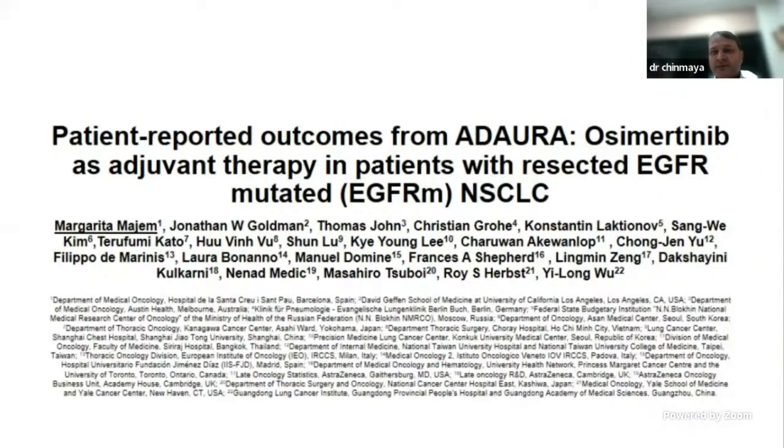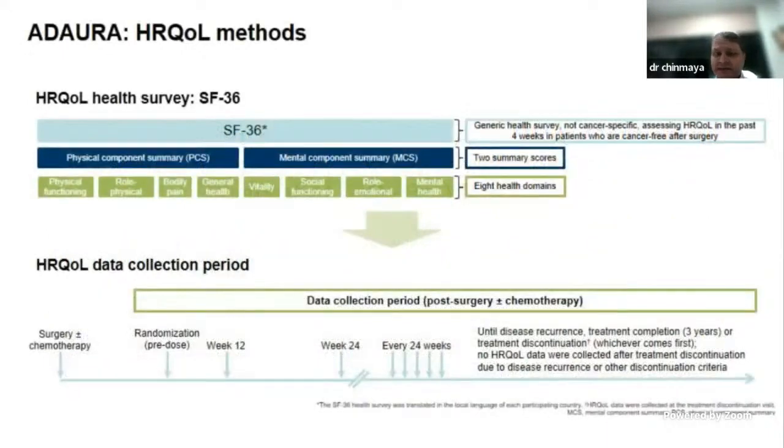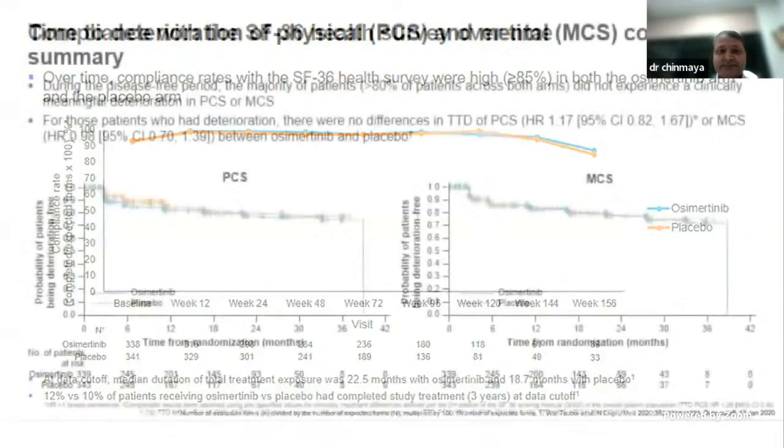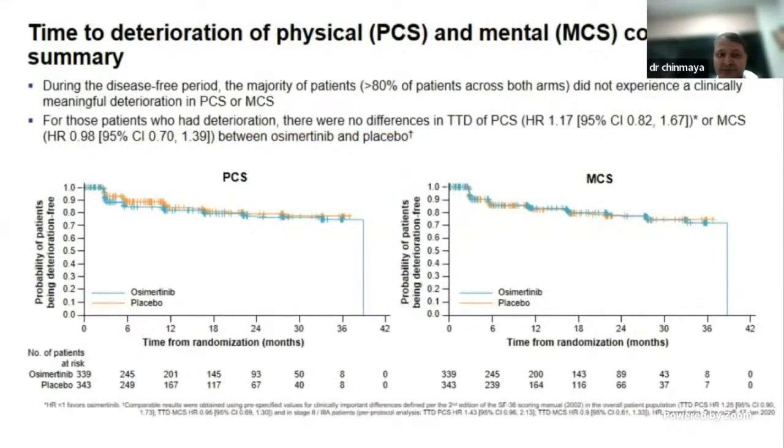Then the second one is the patient-reported outcome from ADAURA. They analyzed the SF-36 questionnaire: physical functioning, role physical, bodily pain, general health, vitality, social functioning, role emotional, and mental health. With each domain they used the SF-36 questionnaire and collected the data at randomization, 12 weeks, 24 weeks, and every 24 weeks up to the treatment completion at 3 years. Till now they have analyzed it, and over time the compliance rate is quite high. The median total duration of exposure is 22 months with osimertinib and 18.7 months with placebo. That means the adverse effects you are seeing are not reflected in the quality of life, which I want to emphasize here. Also the time to deterioration: during the disease-free period, the majority of patients did not have meaningful deterioration in the physical or mental domains. That's the point to be noted.